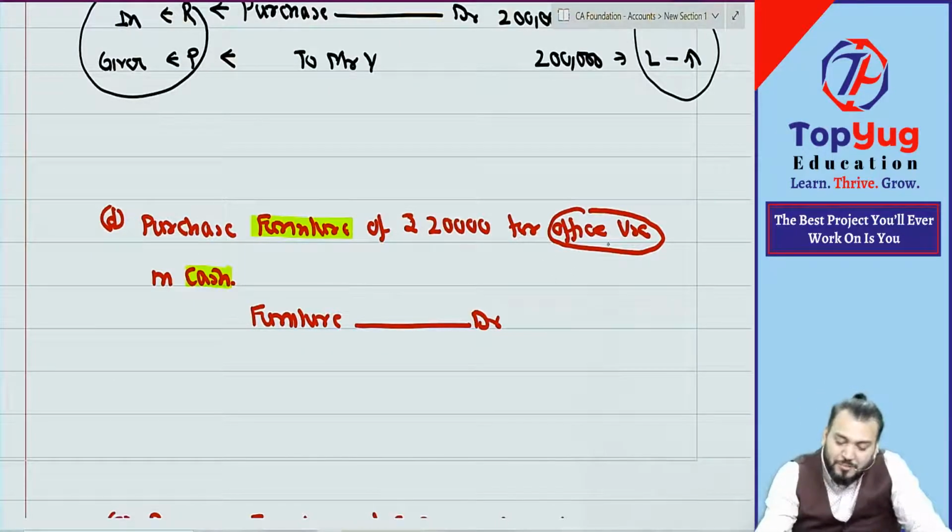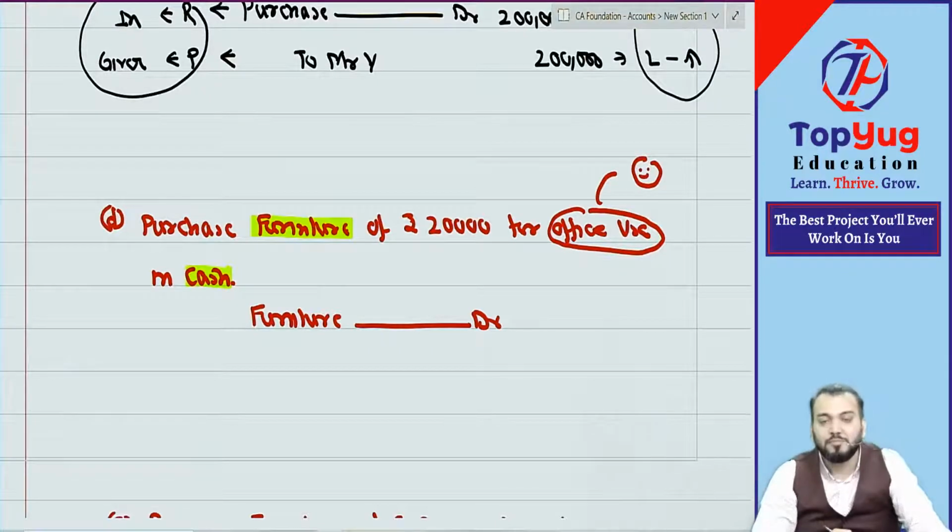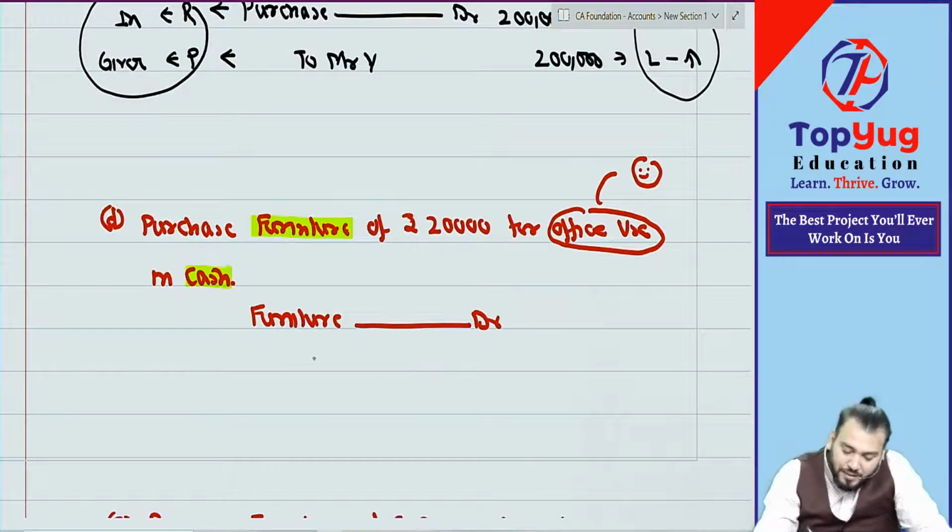Write down that you have done some mistake. Let's just write it down like this. Fine. You should be happy now. Be happy to make a mistake. So furniture account debit to what? To cash. The amount I am not writing.